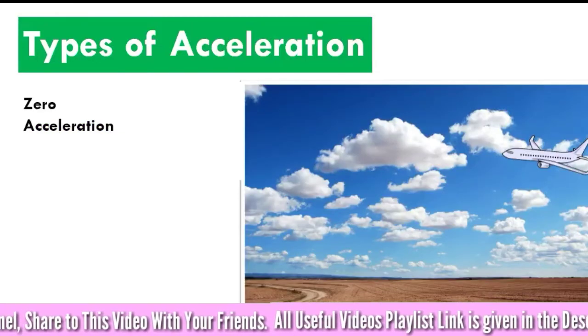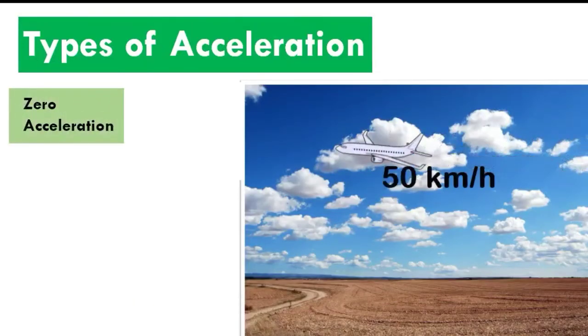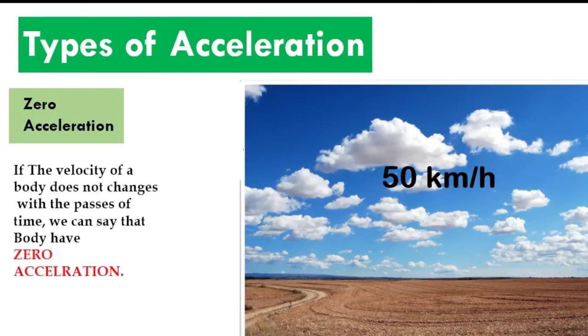So the next one, zero acceleration. As the plane is moving 50 km per hour, the velocity is continuously the same, 50 km per hour. The plane is not changing its speed, not changing its velocity. So we can say if the velocity of the body does not change with the passage of time, we can say that the body has zero acceleration.